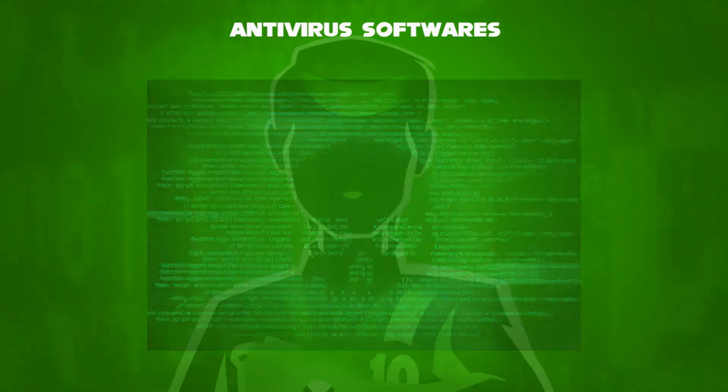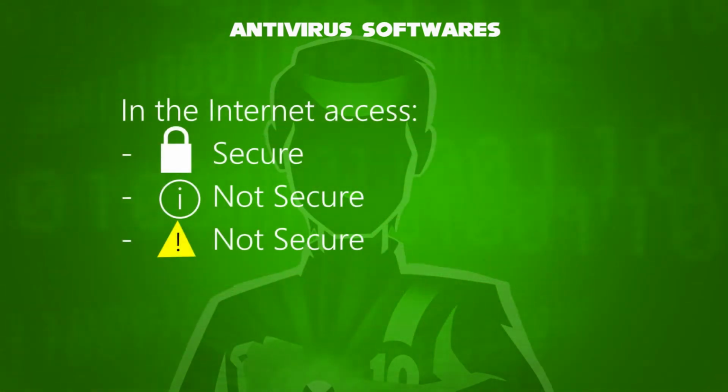In internet access, you could follow these symbols. The lock symbol denotes that the connection is secure with private information. The info symbol denotes the connection is not secure but is still accessible. The warning symbol denotes a not secure and dangerous site.